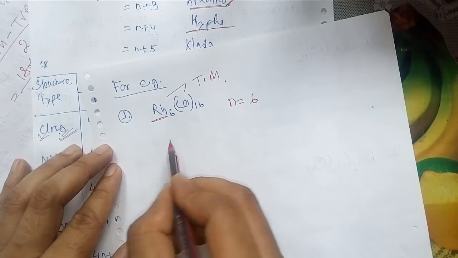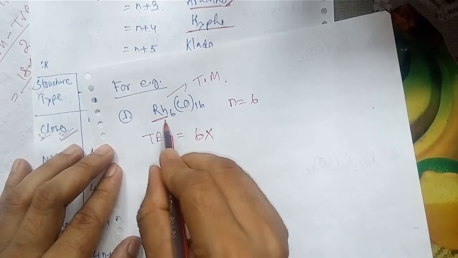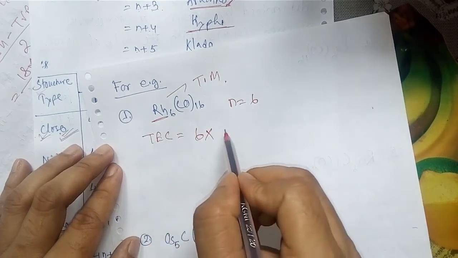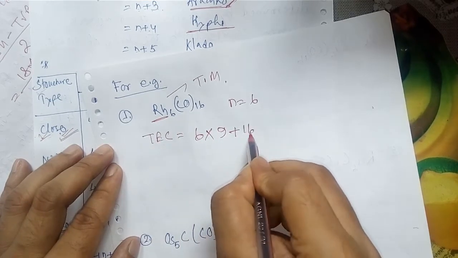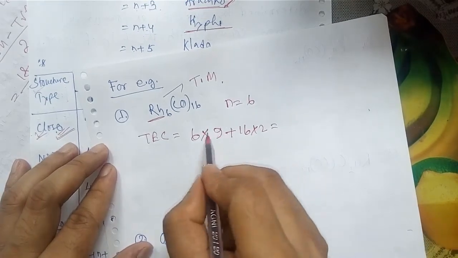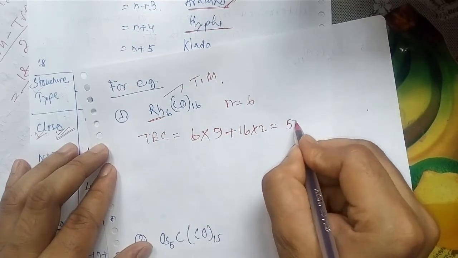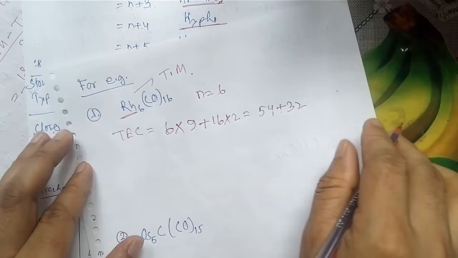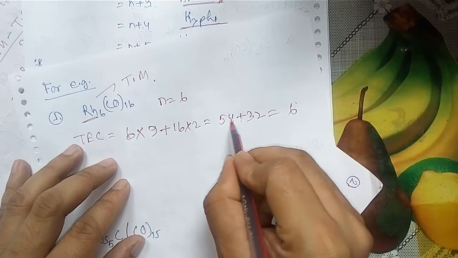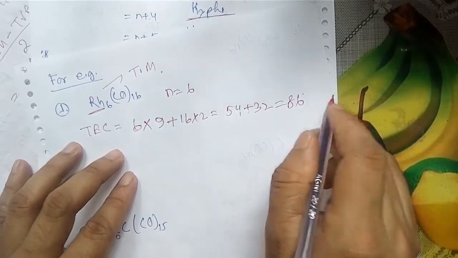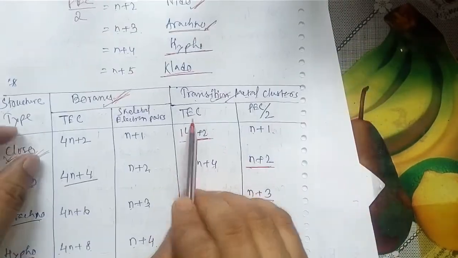Now I have to find out the total electron count. Rh is 6, and what is the valence electron? Valence electron is 9. So 9 into 6 is 54, plus 16 into 2 is 32, then 54 plus 32 gives 86. Now this is a transition metal, so which formula do we have to use?